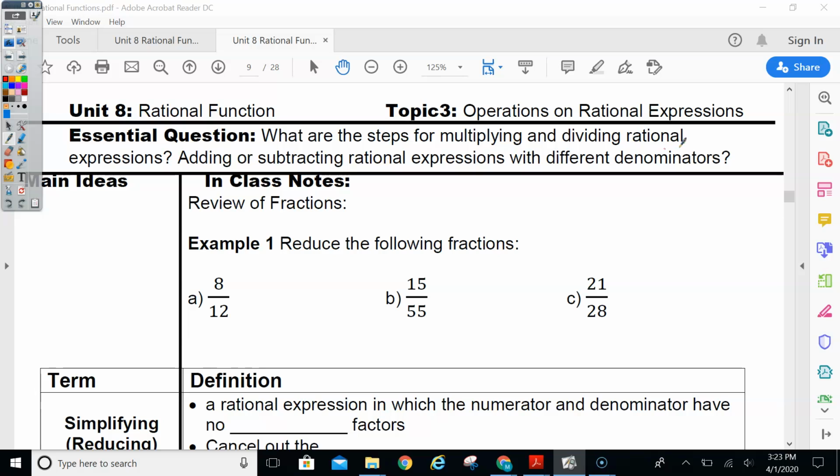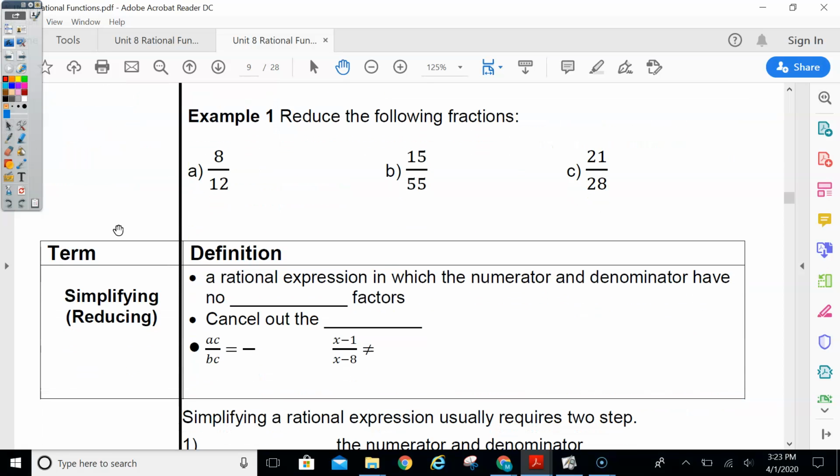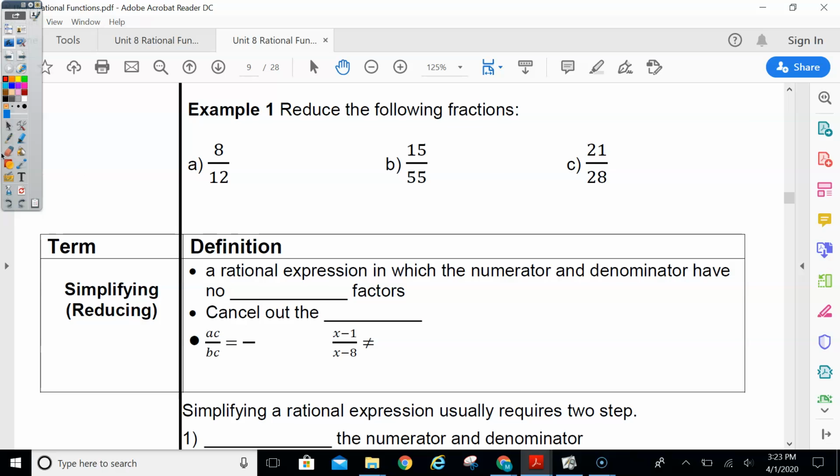So remember, rational just means fraction. So we're going to review how to multiply and divide fractions, and then we'll add and subtract fractions. Okay, so this part is just talking about reducing. So how do we reduce fractions? So here, what is this reduced to?